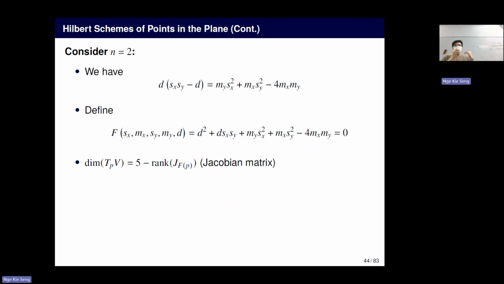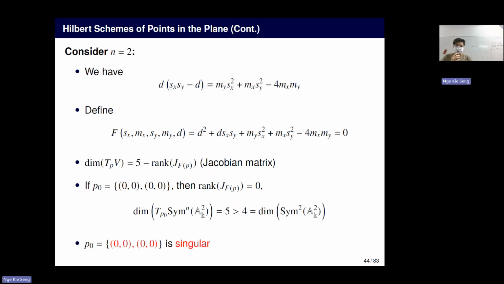So our goal is to just identify a singular point. And the easiest point to test on is the origin. If we test on the origin, then the rank of the Jacobian matrix is 0. You just let x1, x2, y1, y2 all equal 0, and then you will see that the partial derivatives of the polynomials are all 0, and the rank is 0. And in this case, the dimension of the tangent space is larger than that of the symmetric product. In other words, the origin is singular. But we want to do more.